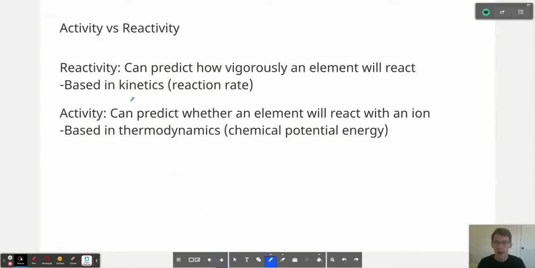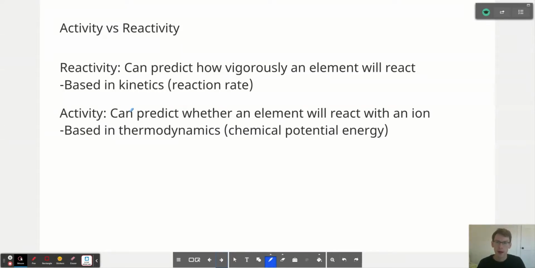And reactivity will tell us about how vigorously a reaction will occur, and that's based on rate of reaction, how fast it occurs, speed, if you will, which is kinetics, a later unit in this course. Activity is different. Activity will tell us more about whether an element will react with an ion, and it essentially is saying what's more stable. We'll explain this with an example in a moment.